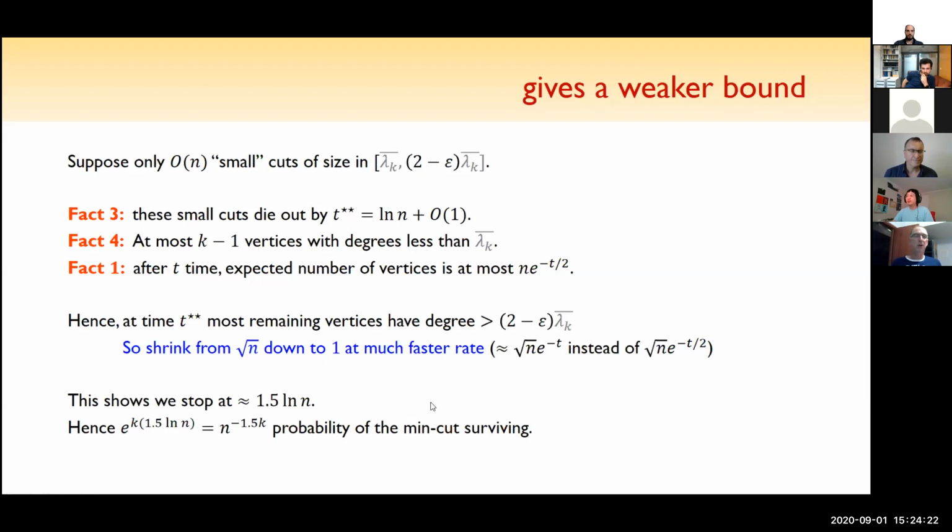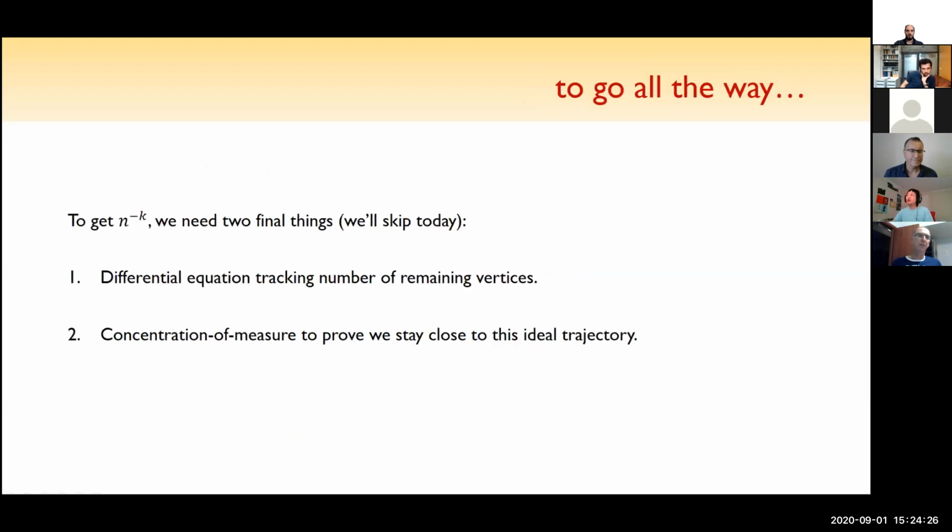So again, repeating the analysis, we get this surviving probability. And to go fully down to n to the minus k, essentially we should be taking advantage of this argument at any point in time, not just at time 1 ln n. We'll skip the details today. What we do is track a differential equation. We have a concentration argument to prove that with high probability the algorithm will follow this differential equation.